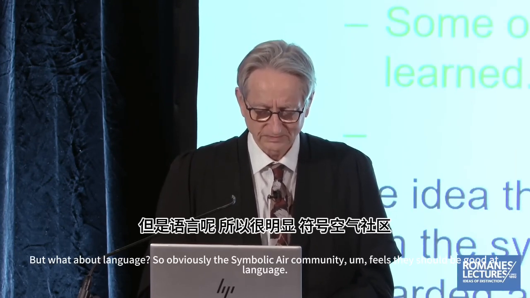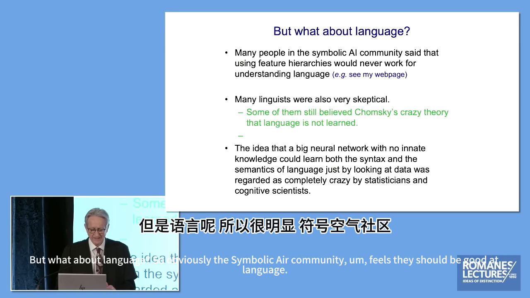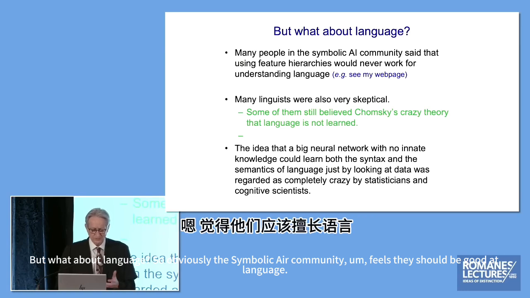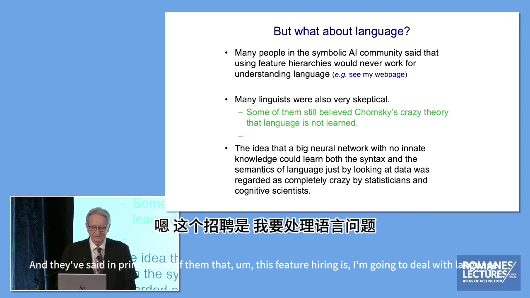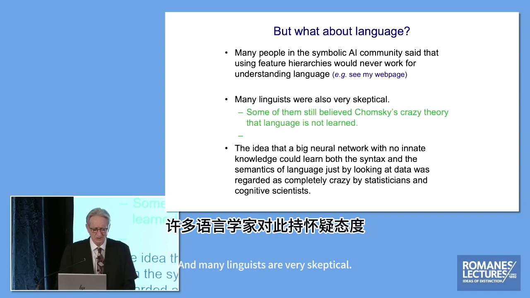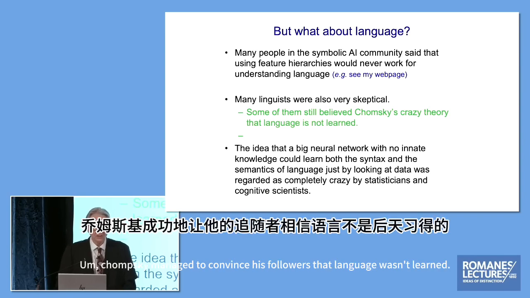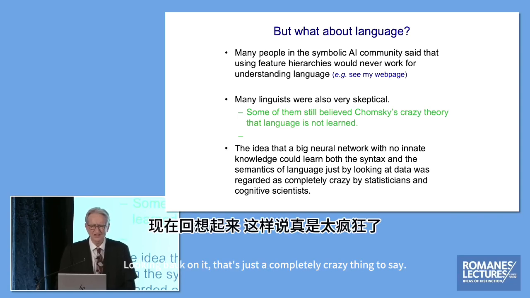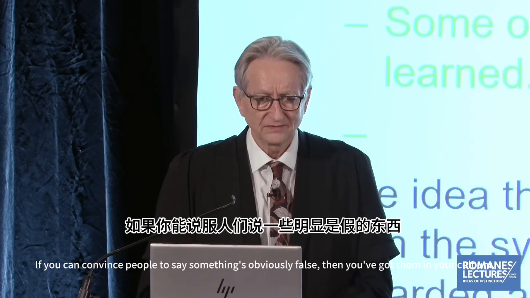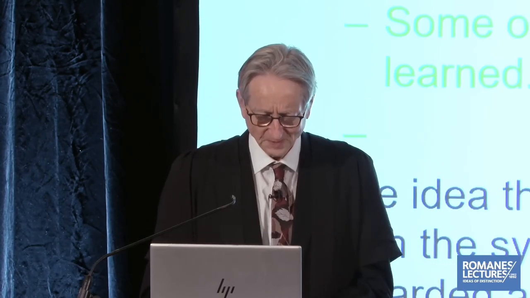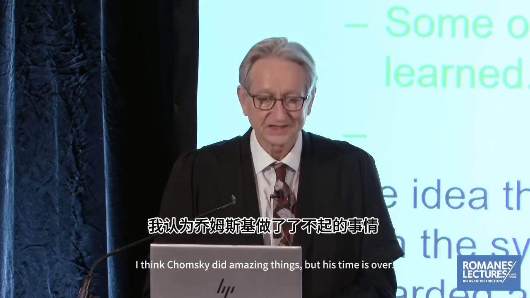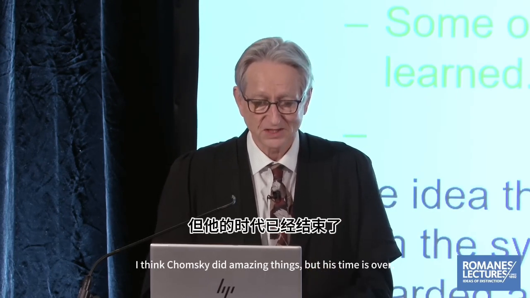But what about language? So obviously the symbolic AI community feels they should be good at language, and they've said in print, some of them, that these feature hierarchies aren't going to deal with language. And many linguists were very skeptical. Chomsky managed to convince his followers that language wasn't learned. Looking back on it, that's just a completely crazy thing to say. If you can convince people to say something that's obviously false, then you've got them in your cult. I think Chomsky did amazing things, but his time is over.